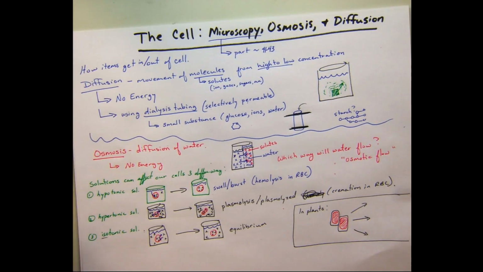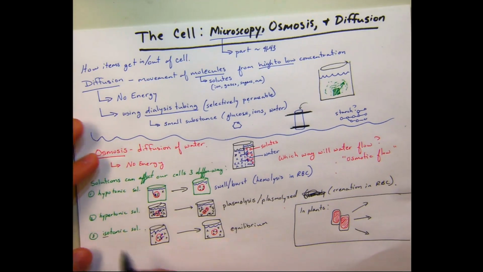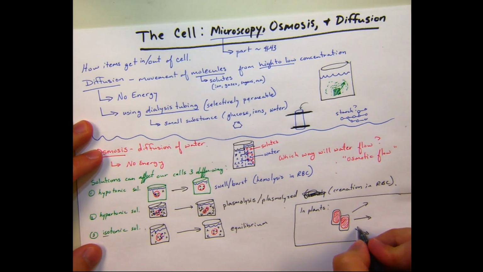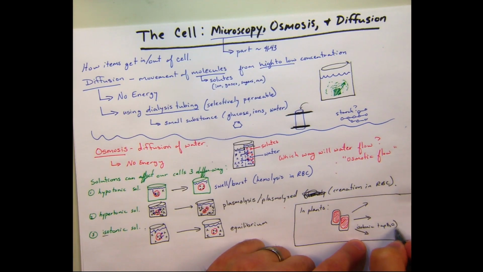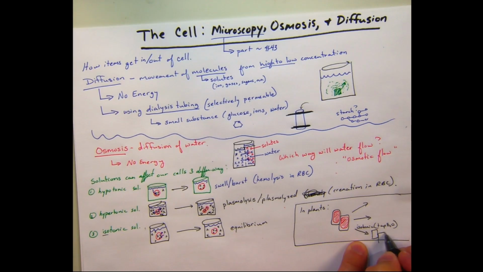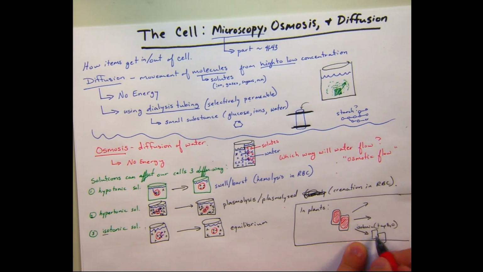So the first thing is, let's stick to this one, isotonic. What happens if we put this cell in an isotonic solution? Isotonic would be just plain tap water, straight from the sink. It has some ions in it, and some chlorine that never gets purged out. So when it's all said and done, it should look the same.